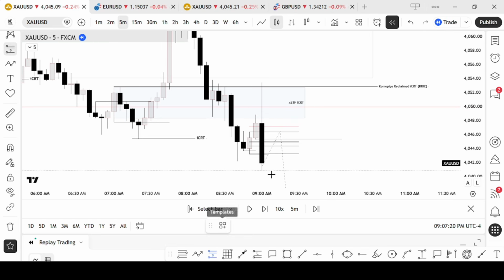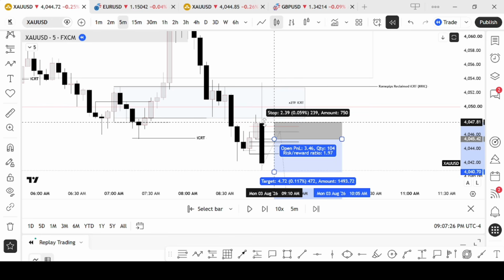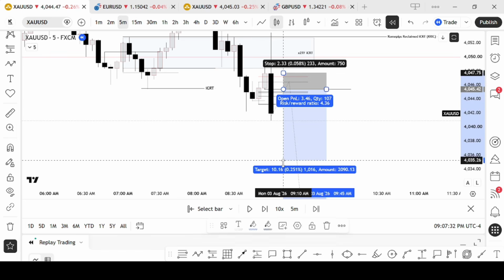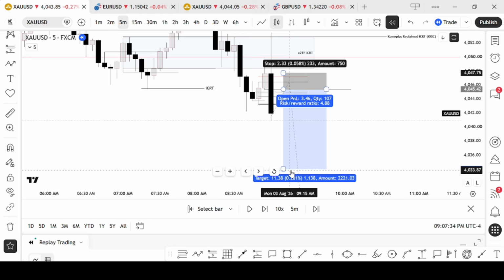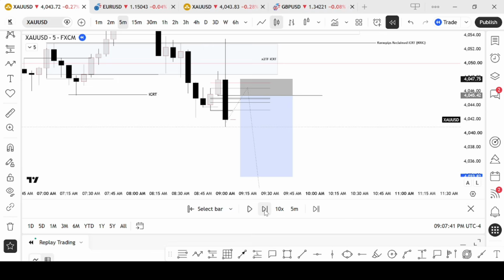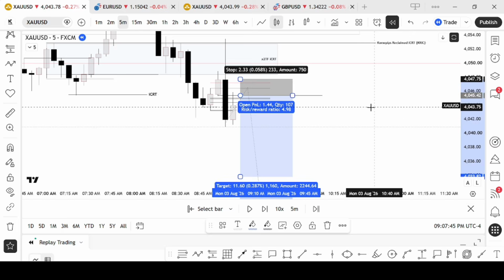So that's exactly where I used it, something like this, right? My stop loss was somewhere like that, and you target 1 to 5, 1 to 4, and we're good to go. All right, so basically this is one of the simplest forms of trading the ICRT.